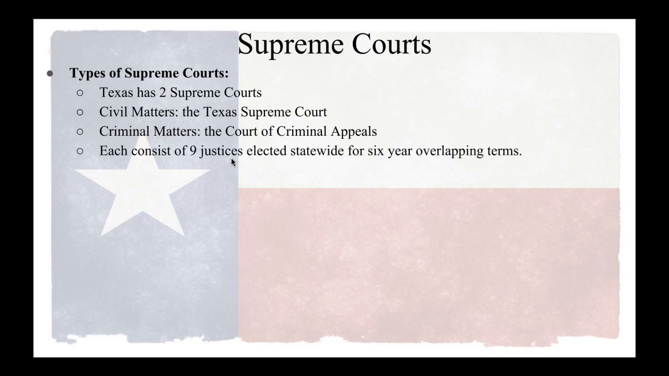Each one is going to consist of 9 justices that are elected statewide. We elect our judges in Texas, which is not something that is done at the federal level. Remember, at the federal level, if you have taken federal government, they are appointed by the president and confirmed by the Senate. But in Texas, we elect them, and so we have 9 justices at the Supreme Court level, and we have 9 justices at the Court of Criminal Appeals, and they are elected for 6-year overlapping terms. And so we're going to be looking a little bit more at the method for determining our courts as we move forward.